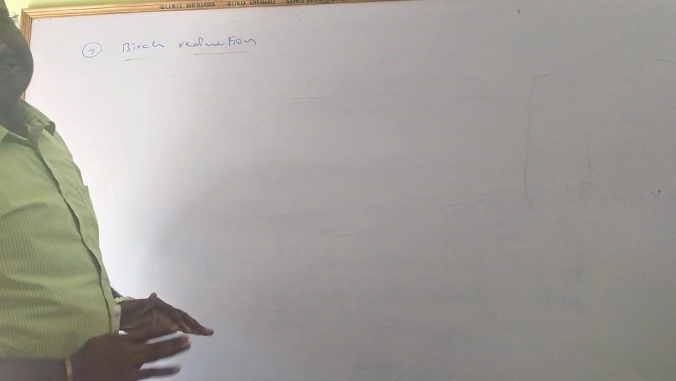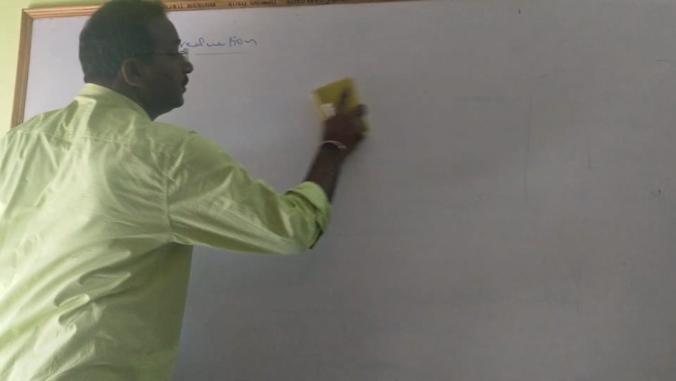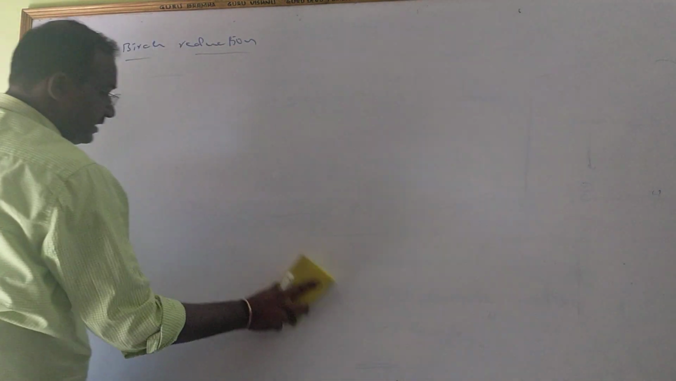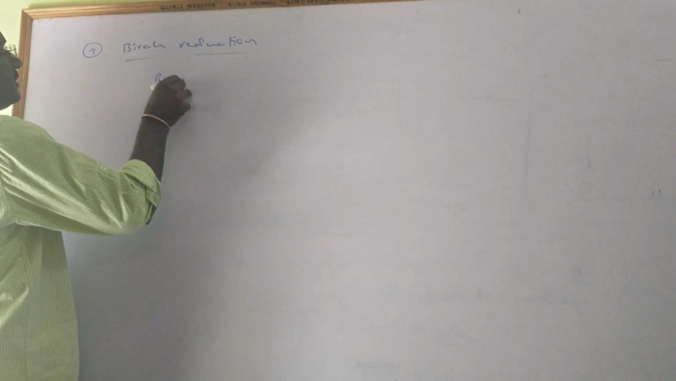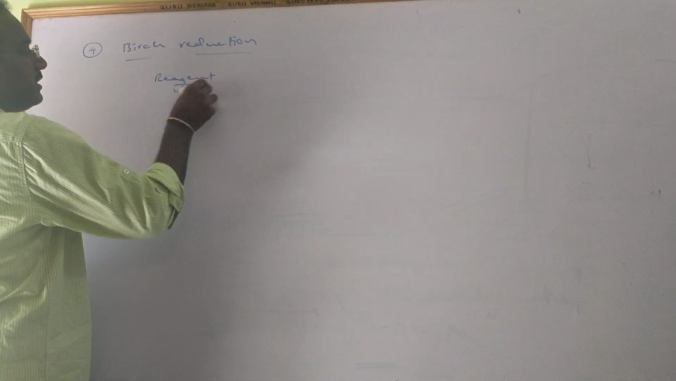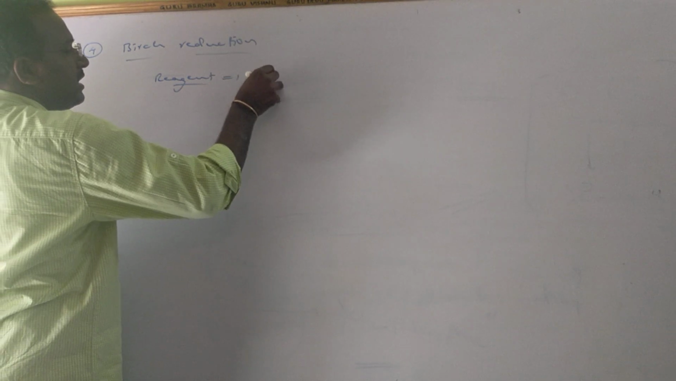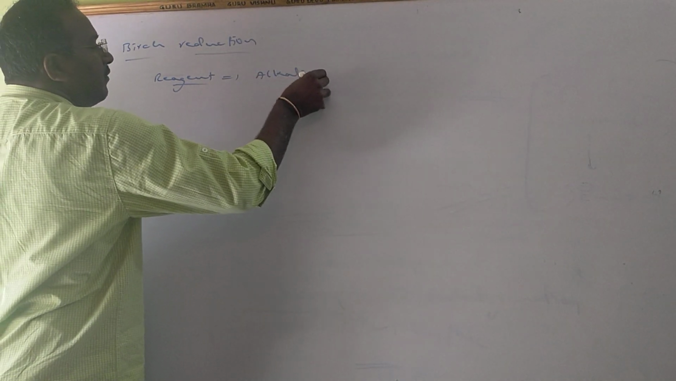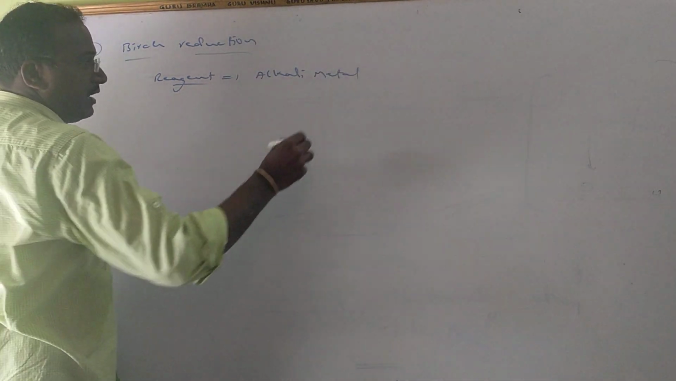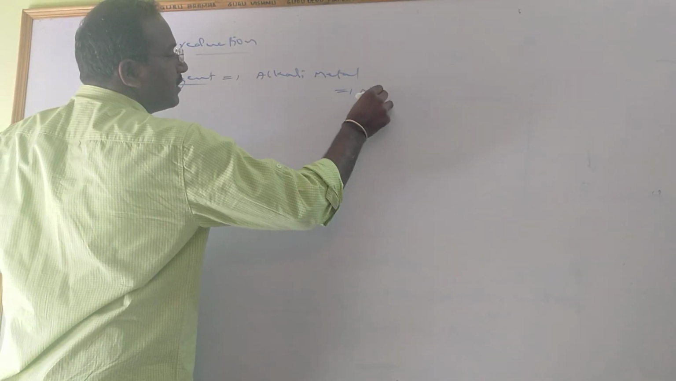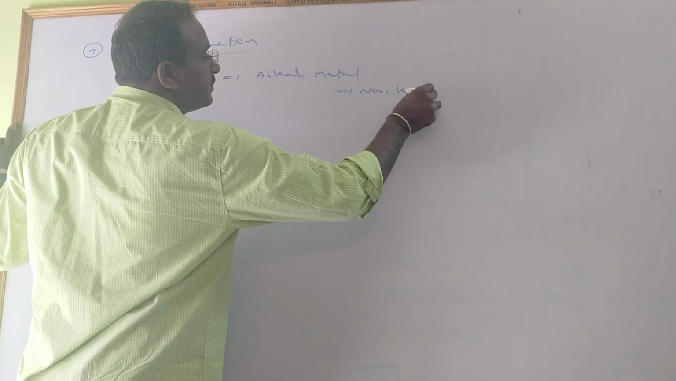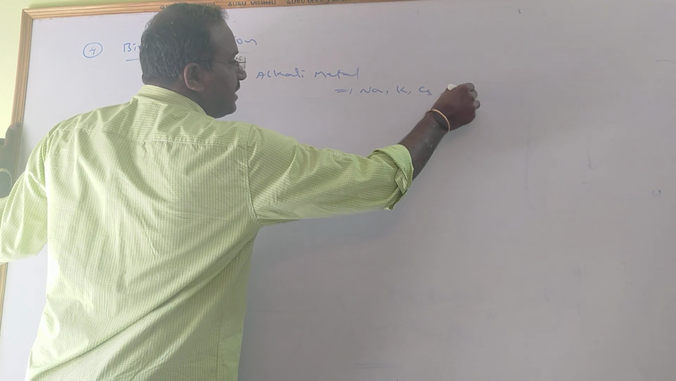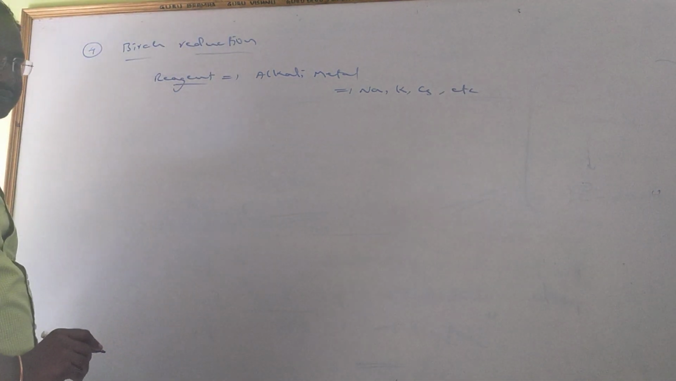So they will give the reagent. You have to identify it by seeing that reagent, immediately. What is that reagent? Let us see, the reagent for this is any alkali metal, 1A group metal like sodium, potassium, cesium, sometimes rubidium, any one may be there.